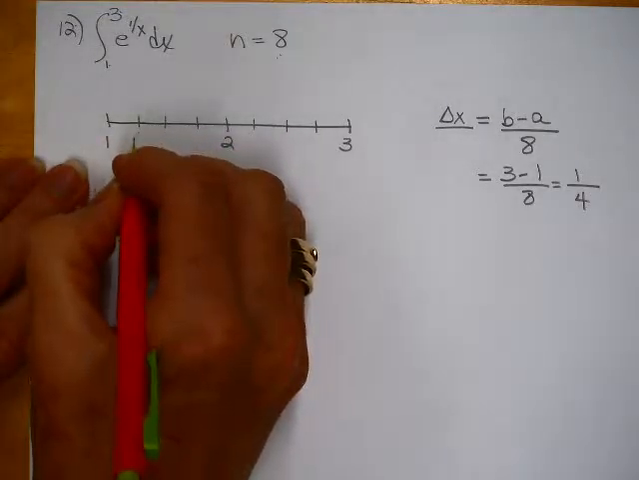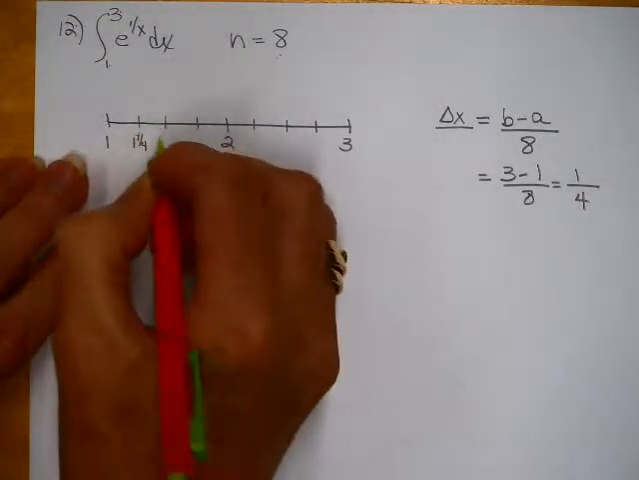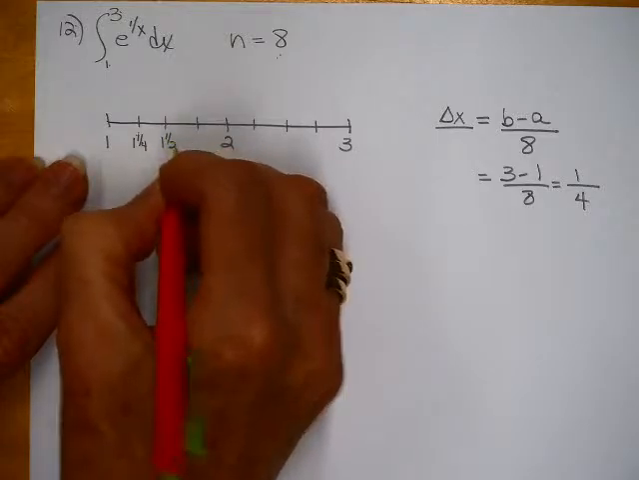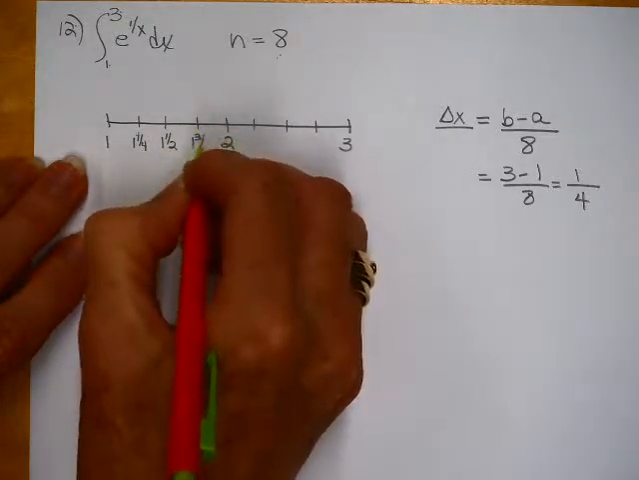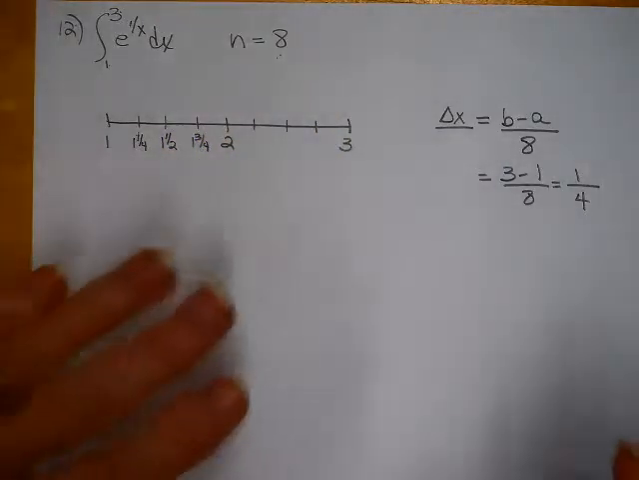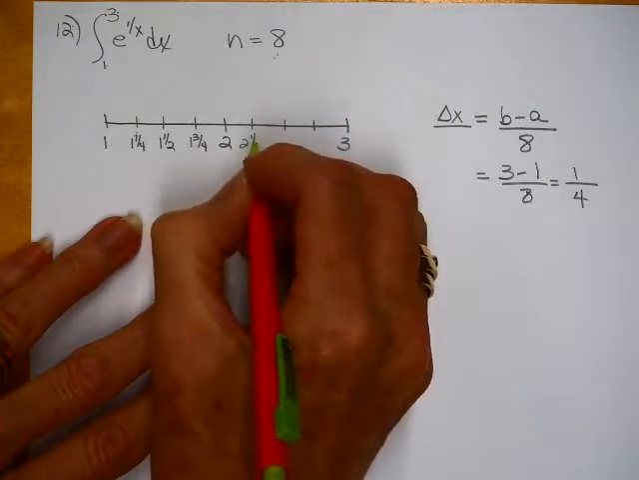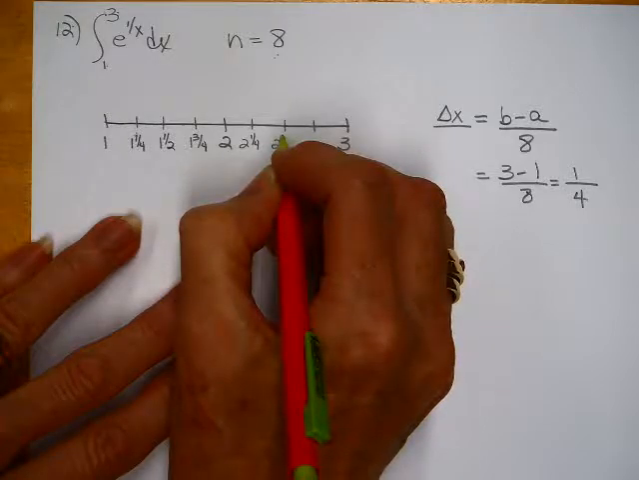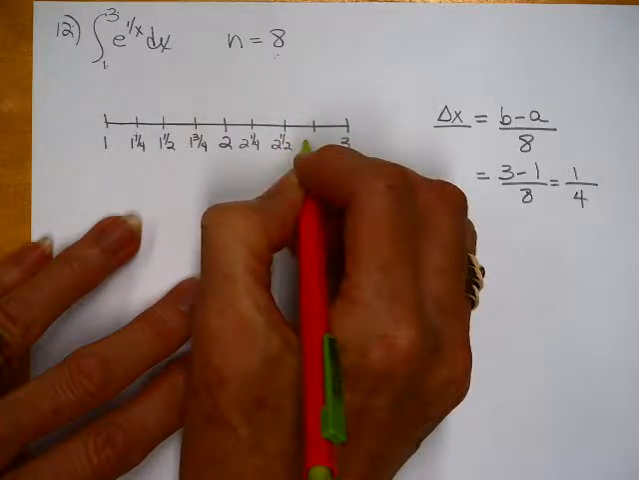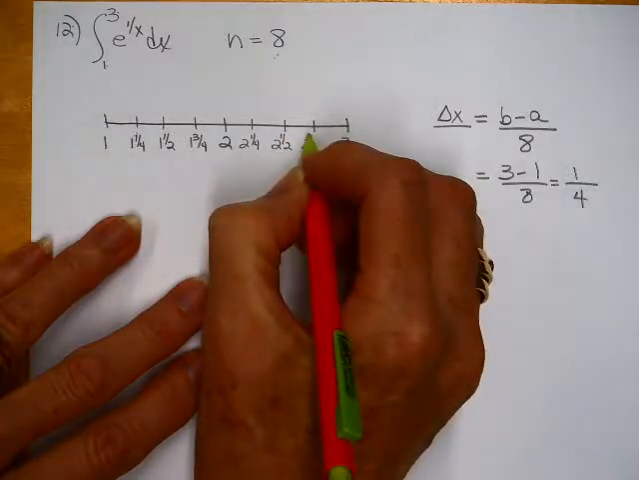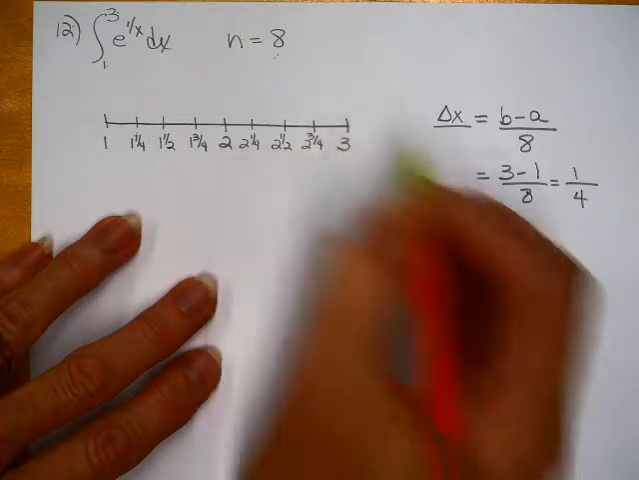So this is 1 1/4. This is 1 1/2. This is 1 3/4. You can use fractions or decimals. It's not going to matter. This is 2. This is 2 1/4. This is 2 1/2. This is 2 3/4. And that's 3.